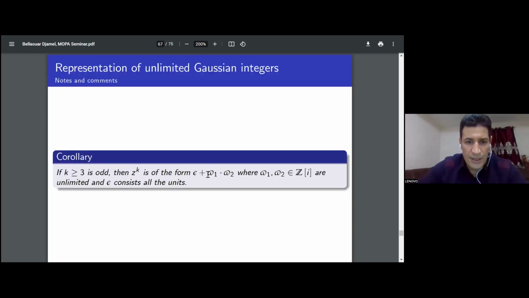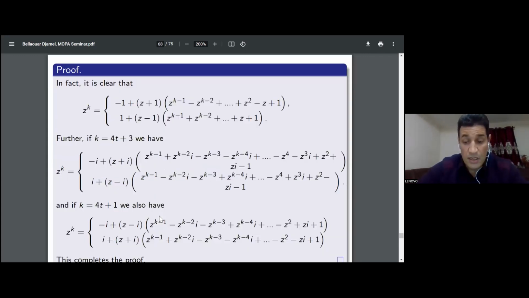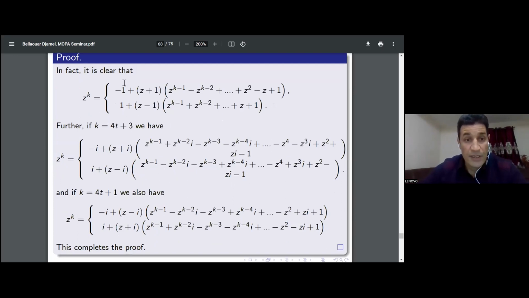In this corollary, we have z to the power of k, and k here is odd. So if k is odd, then z to the power of k can be written as a unit plus omega 1 omega 2, where omega 1 and omega 2 are two unlimited Gaussian integers. The proof is quite simple. Here the unit is -1, and when k equals 4l plus 3, we have these expressions, and when k equals 4l plus 1, we have these expressions.